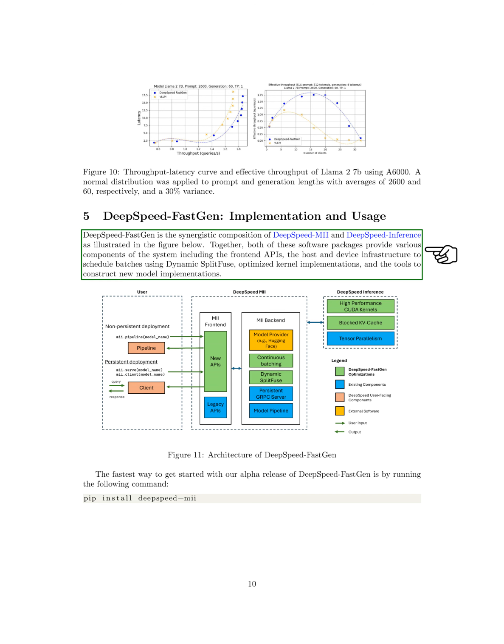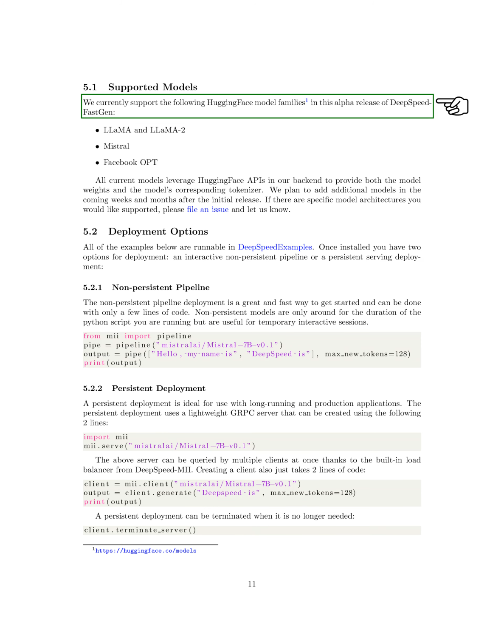Section: Supported Models. In the initial release of DeepSpeed-FastGen, we support several Hugging Face model families, including Llama, Llama 2, Mistral, and Facebook OPT. These models utilize Hugging Face APIs in our backend to supply both the model weights and the corresponding tokenizer. We're planning to include more models in the future, so if there are any specific model architectures you'd like us to support, feel free to let us know.